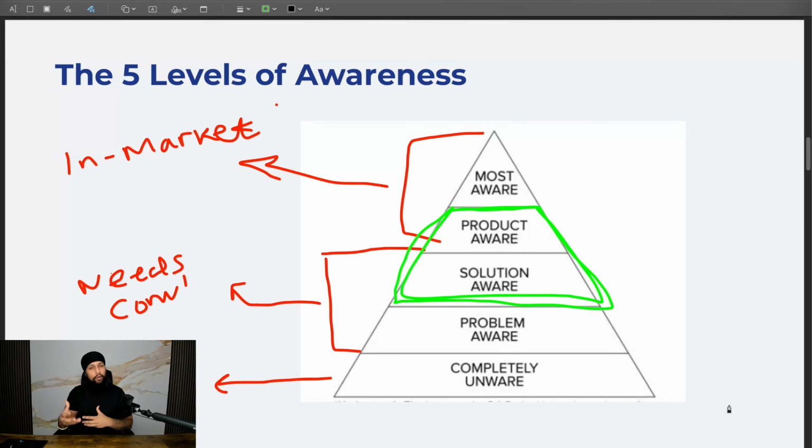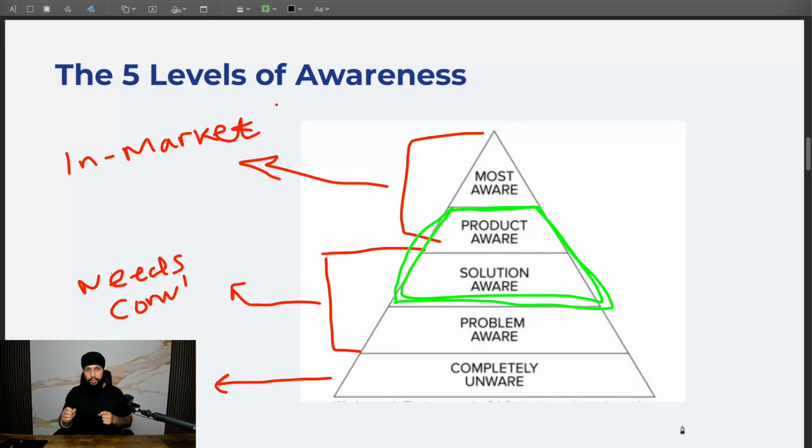Okay, so to put this into context for you, if you're a fitness coach, a completely unaware prospect would be someone who isn't even aware that they have the problem. They're not even aware that they are overweight. Problem aware, this is a prospect that knows they're overweight. Solution aware, this is a prospect that knows they're overweight and they know that coaching and diets and these training plans are out there for them. Product aware, these are people that are aware of the different coaching programs that they could go for, including yours maybe. And then most aware, these are the people that are on a sales call with you and they just need to be closed.